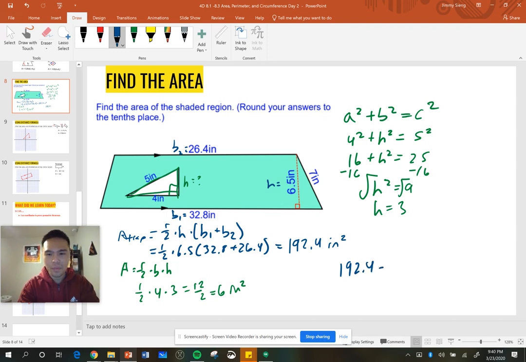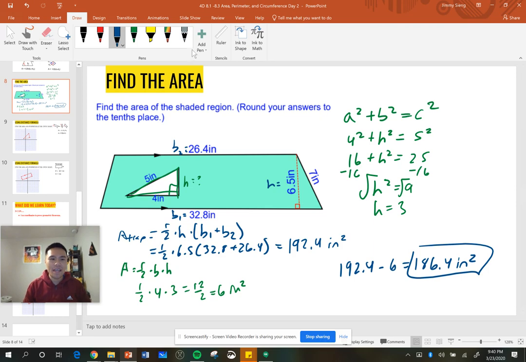We get 192.4, that's the bigger area. Subtract it from your little small area. Can I do this in my head? I get 186.4. Is that right? I think that's right. Inches squared. Okay. That is my answer for that one.